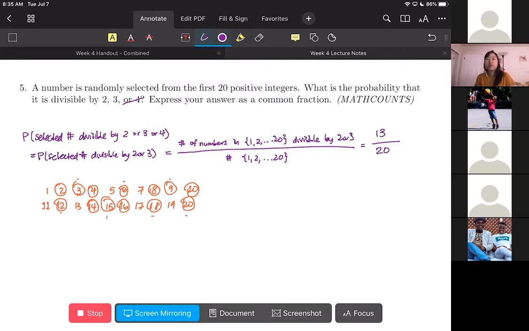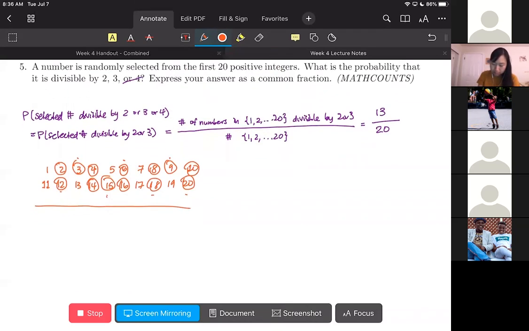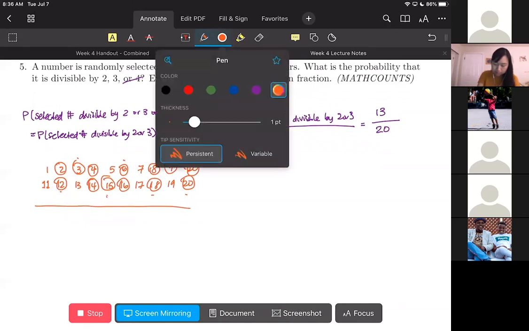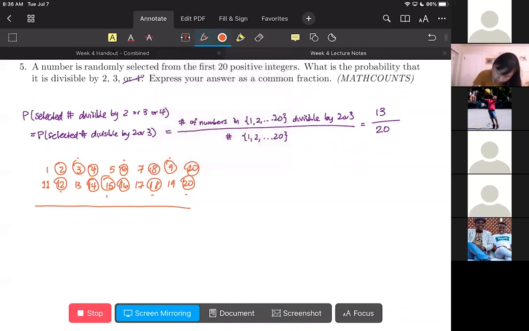Is there another way we can count how many numbers in 1 to 20 are divisible by 2 or by 3? We can just divide 20 by 2 and then divide it by 3, and that will give us the number of multiples available. And then we get rid of all multiples of 2 and 3 so that we don't overcount.